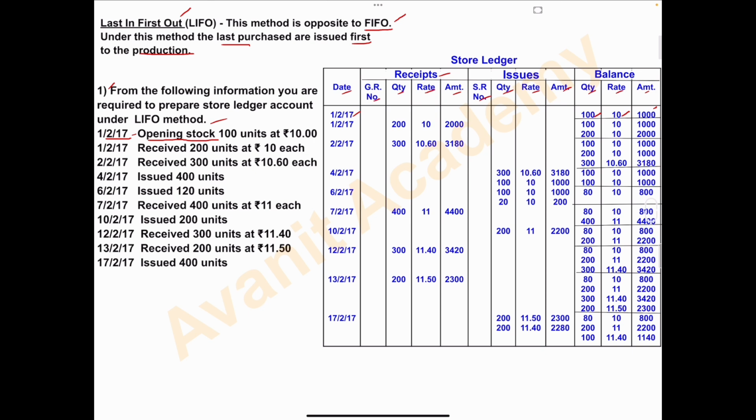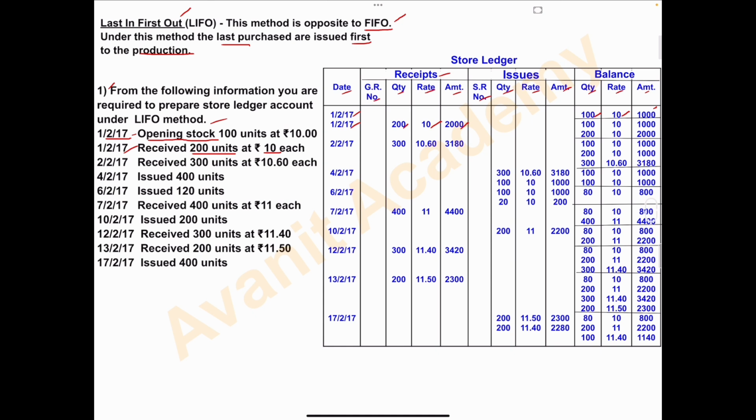Close this. Second entry is on the same date, that is 1st February 2017, received 200 units at rupees 10 each. So they have purchased 200 units at rupees 10. 1st February 2017, receipts column. Quantity purchased is 200, rate per unit is 10, and the total amount is 2000. Issues column nil, write balance.